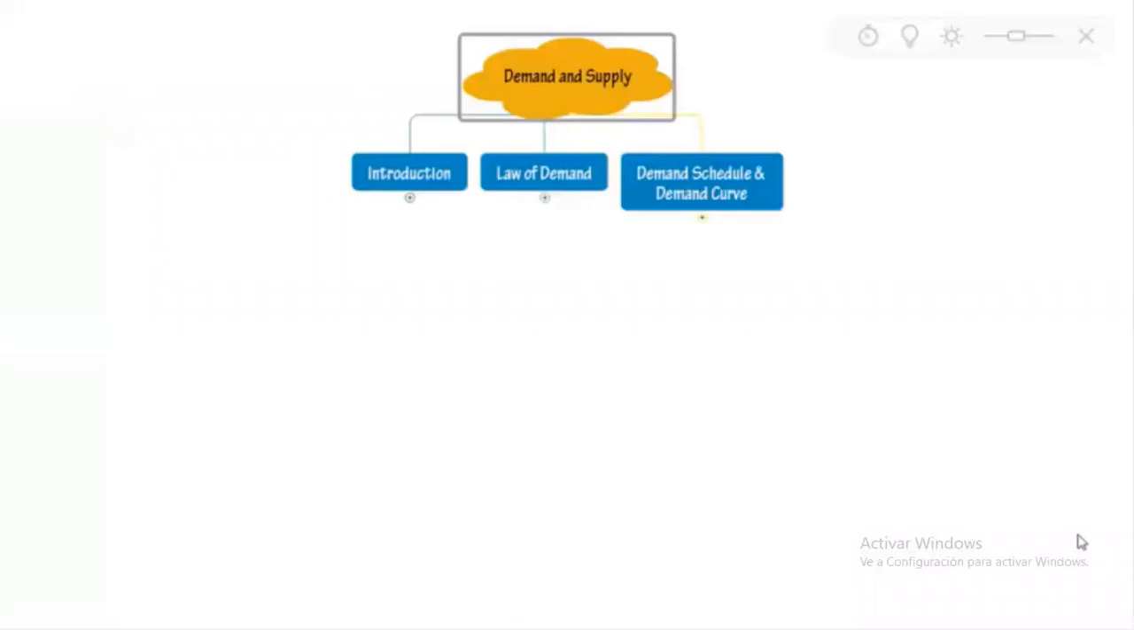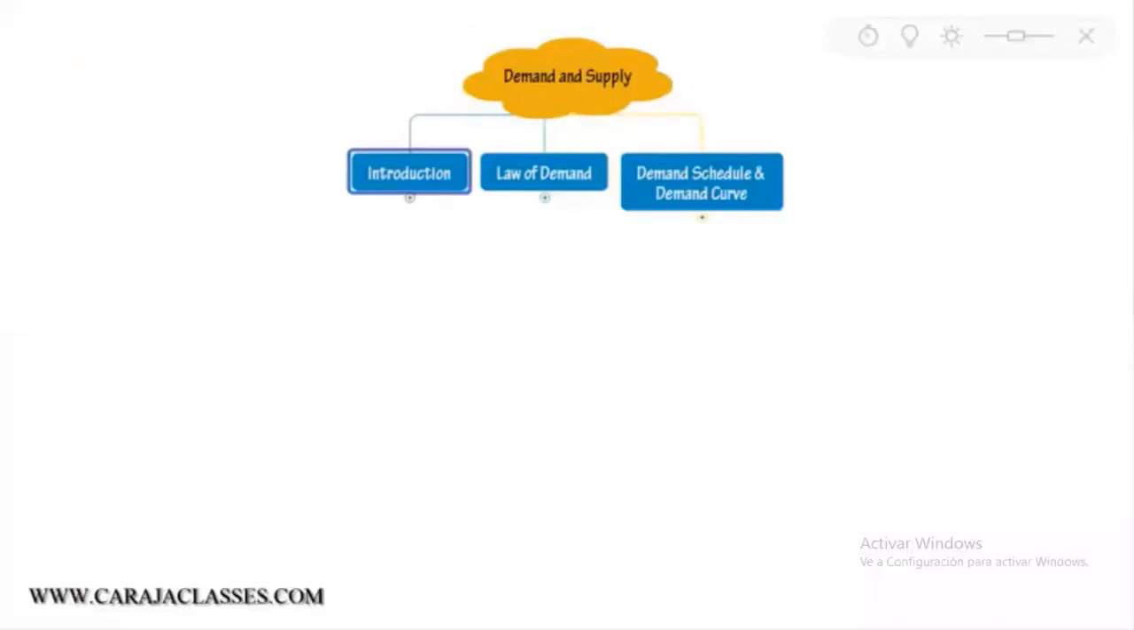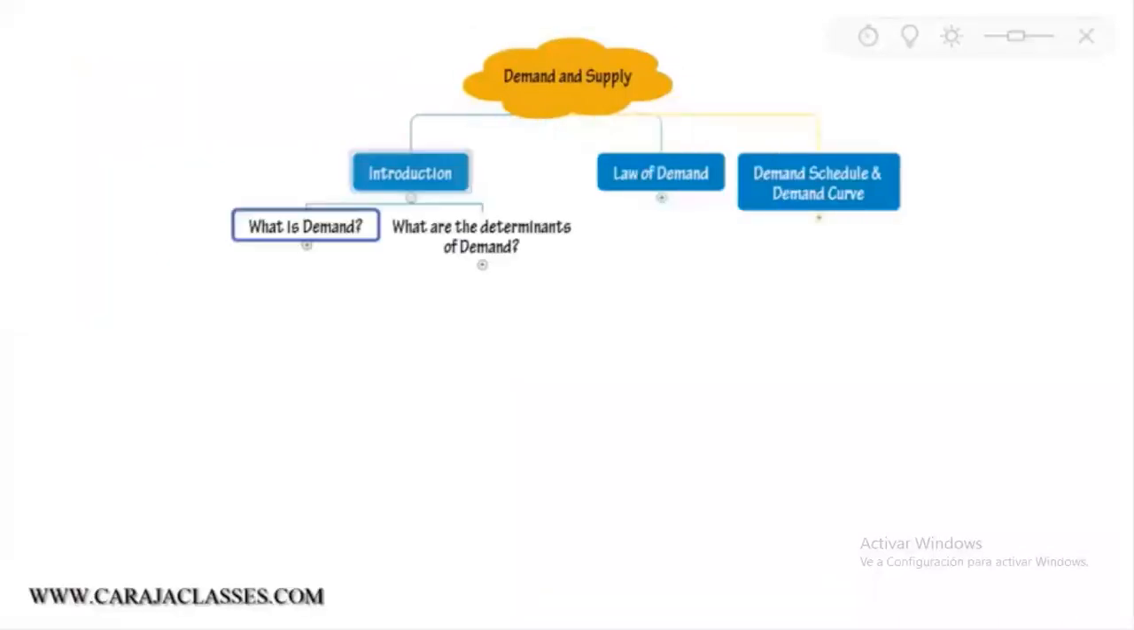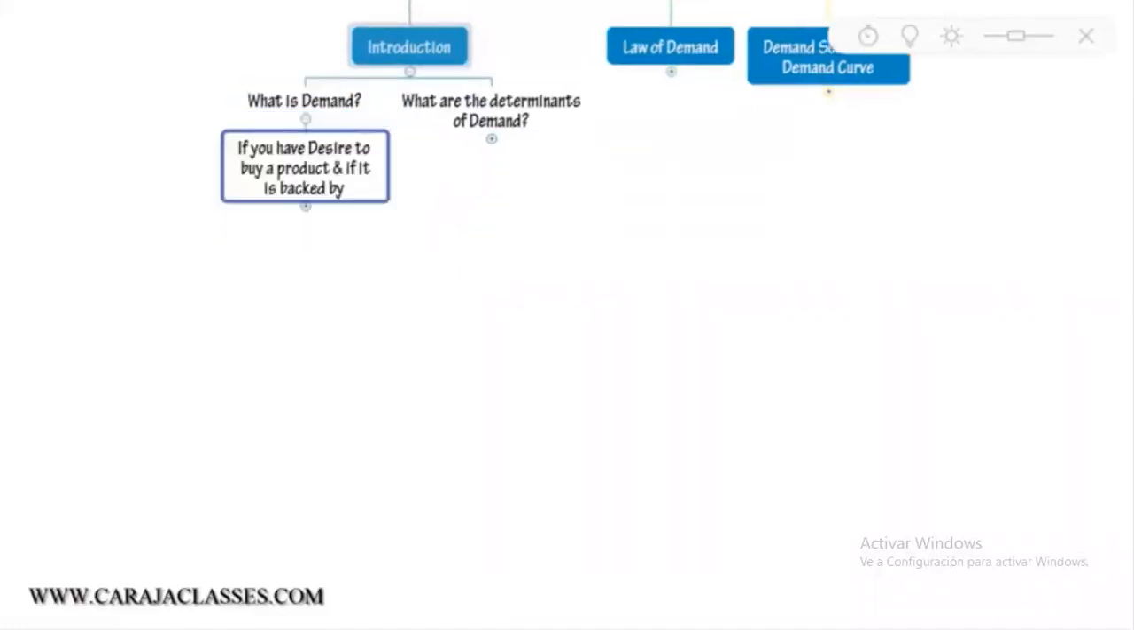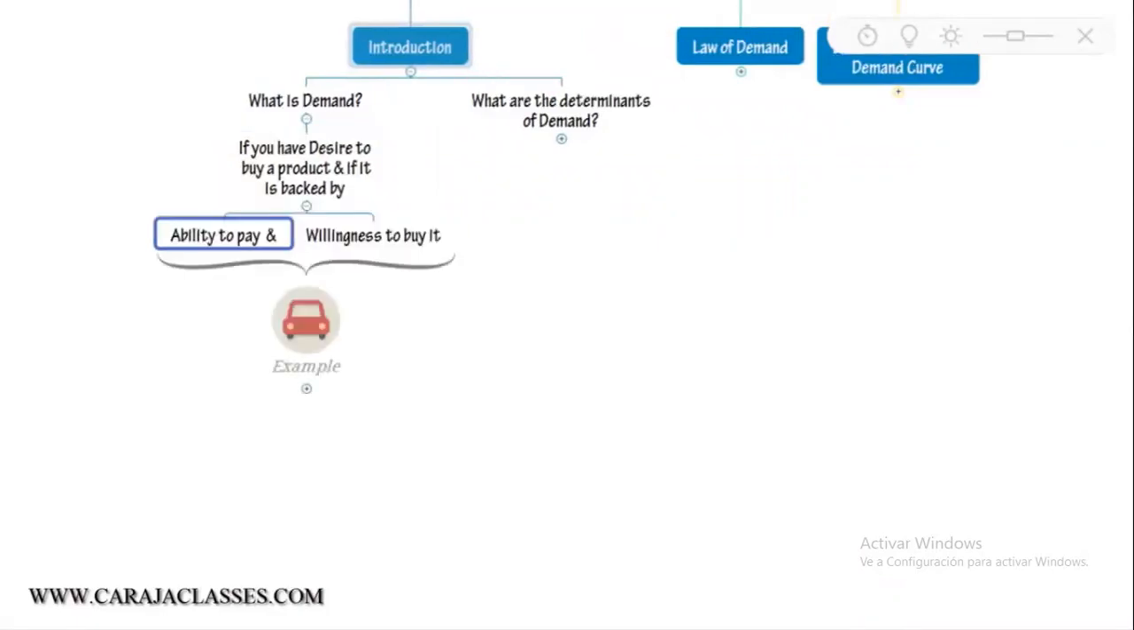In this section, we'll be understanding about demand and supply, and in this session, the focus is understanding what is demand. What do we mean by demand? Let's say you have a desire to buy a product, and that desire, if it is backed by ability to pay and willingness to buy that product, then we say there's a demand for that product. So demand means there should be desire, backed by ability to pay and willingness to buy. Only then we can say there's a demand.